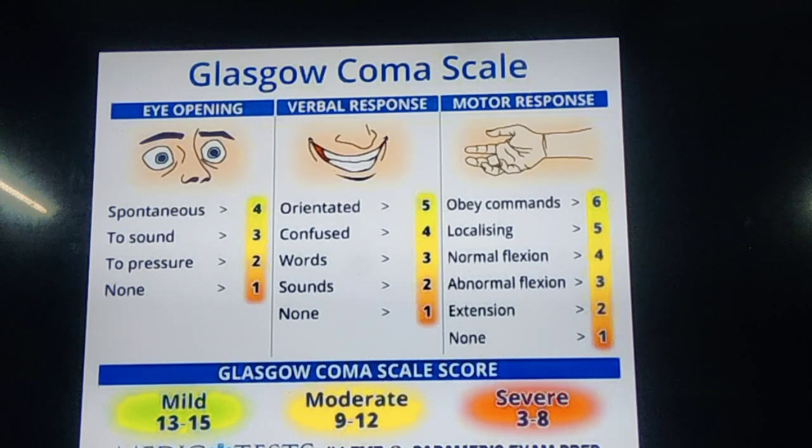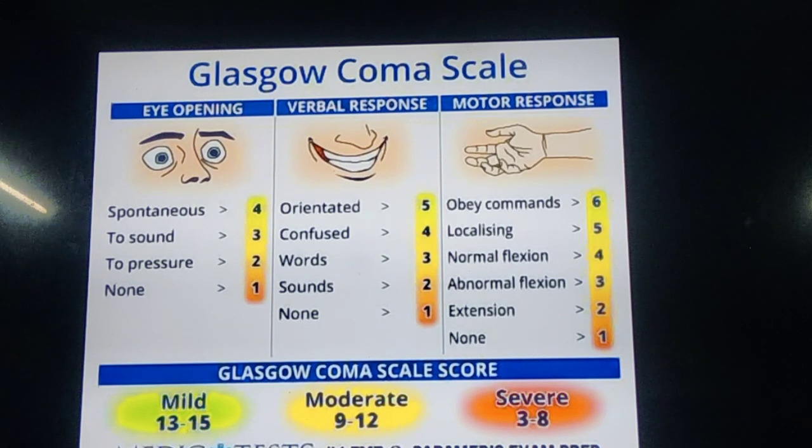15 is the best score, which means the patient is fully conscious, whereas 3 is the worst score, where the patient is totally unresponsive. Now let us see how to assess each component of GCS in detail. Not just memorizing the components, like spontaneous, to speech, to pain, but how to do the assessment practically, that we have to know.